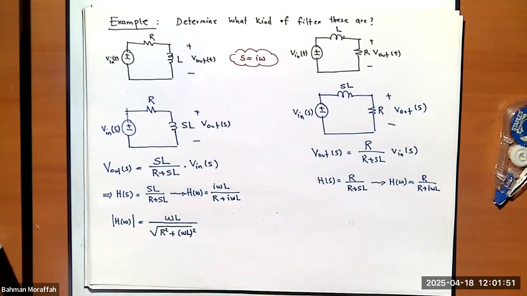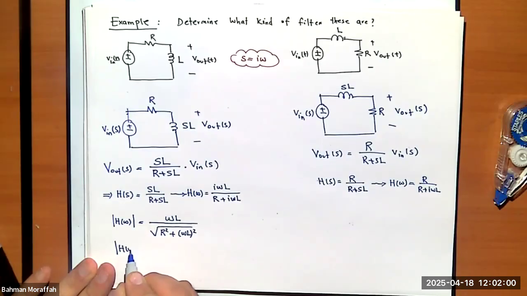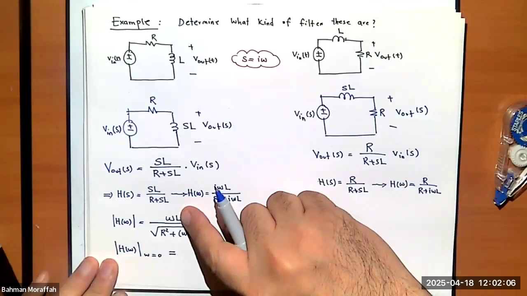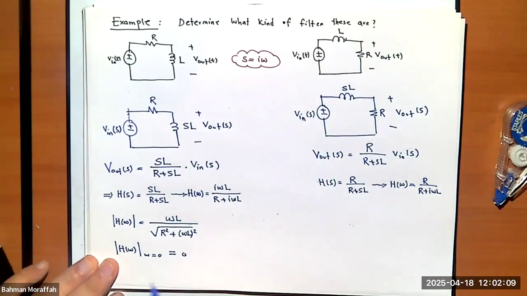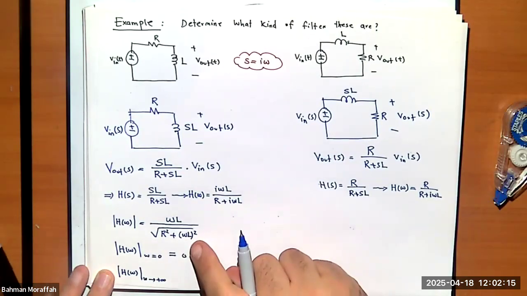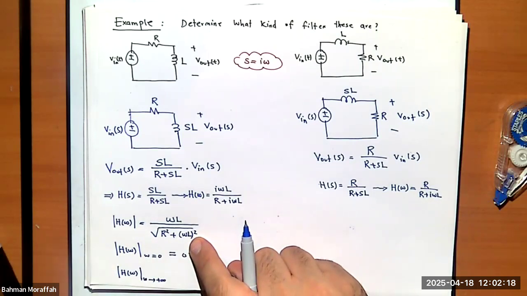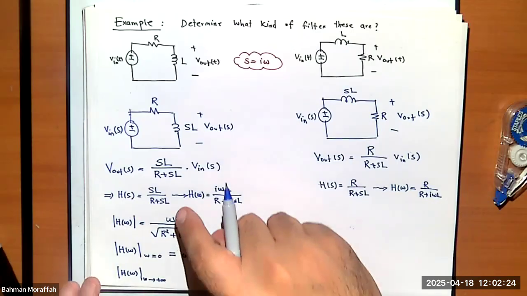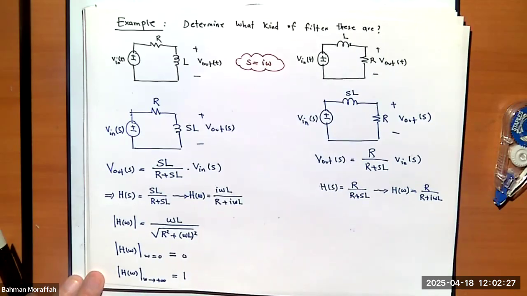Right? So to determine what type of filter it is, I have to look at this when ω is very small and ω is very big. So what is H of ω when ω is 0? If ω is 0, the numerator is 0, so the whole thing is 0. Right? How about the value of H of ω when ω approaches infinity? The denominator is dominated by this square root of ω squared L squared. So it would be ωL divided by ωL. So it would be 1. What type of filter is this? It's a high pass filter. Right?